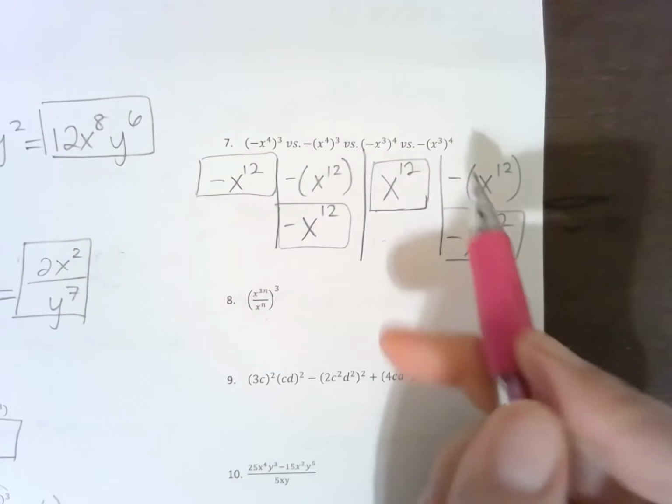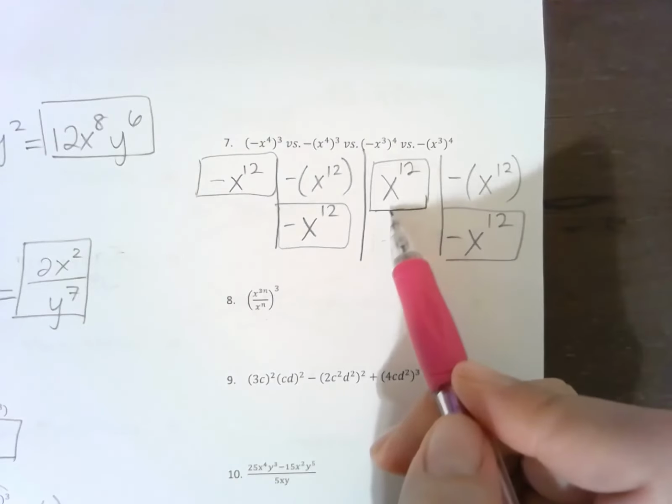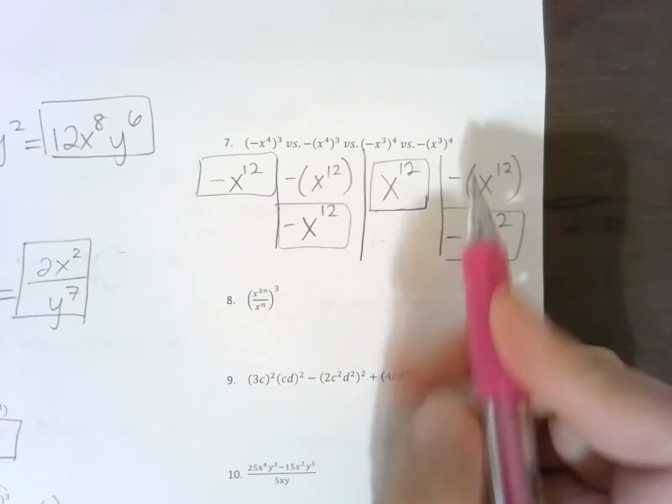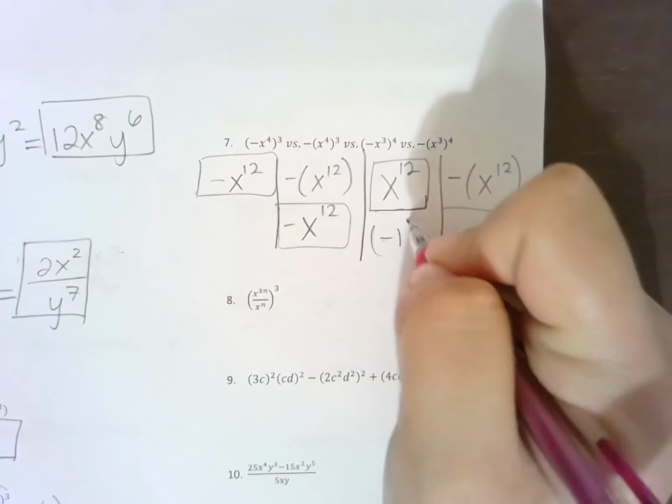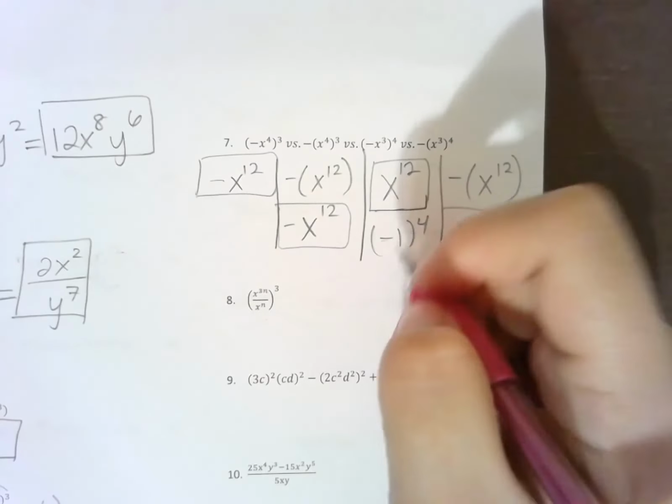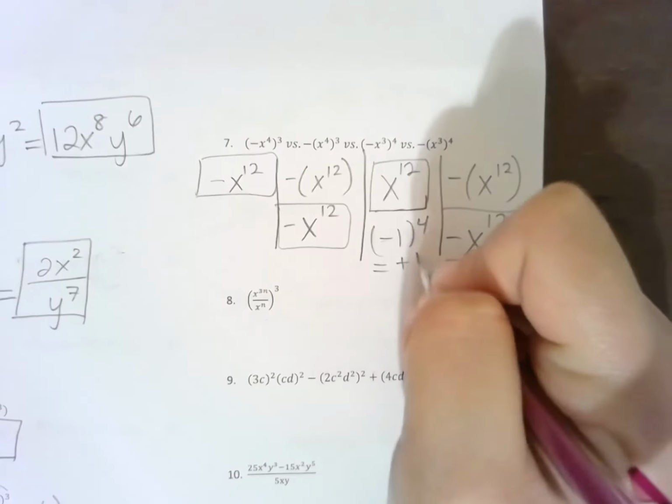For this one, for number 7, the only reason that this is the only positive is because we have a -1 and it's to the 4th power, so that is a positive 1.